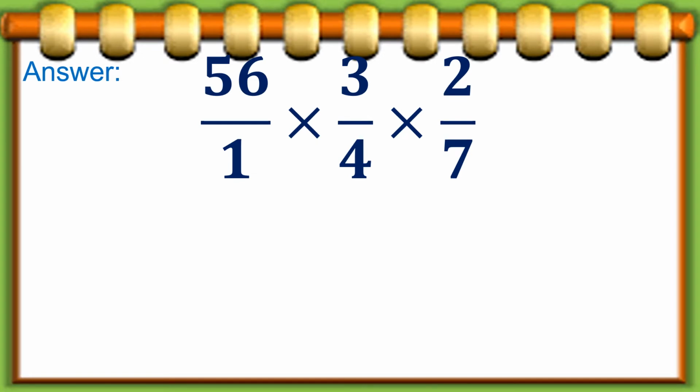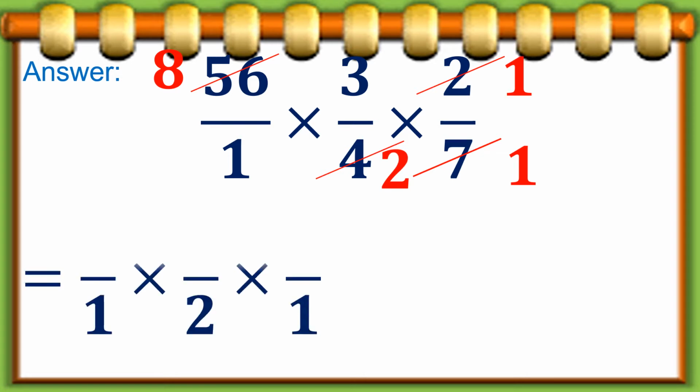So 56, we all know that any number has a denominator of 1, so we need to multiply 56 over 1 times 3/4 times 2 over 7. In doing this, we can simplify 56 and 7. So 56 will become 8 and 7 will become 1. As well as 4 and 2, we can simplify it. So 4 will become 2 and 2 will become 1.